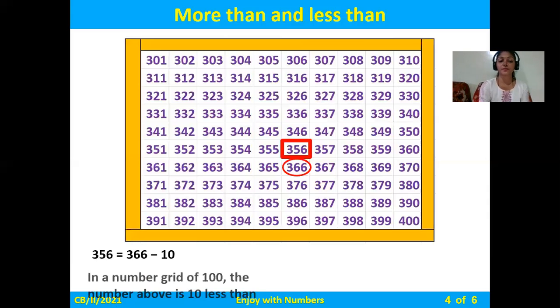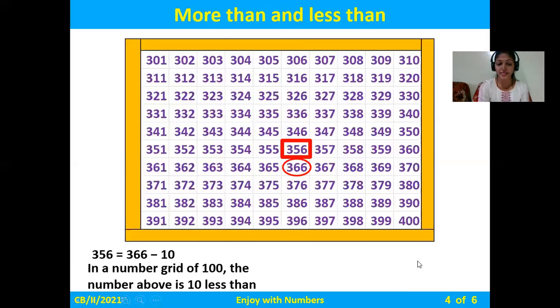Now, in a number grid of 100, the number above is 10 less. That means when a number grid is given, and you have to find 10 less than the given number, the number will usually be upward. Now you can see 366 here, and the number is given up here. I asked you about 343. 10 less than 343 is 333. So the number is given upward.